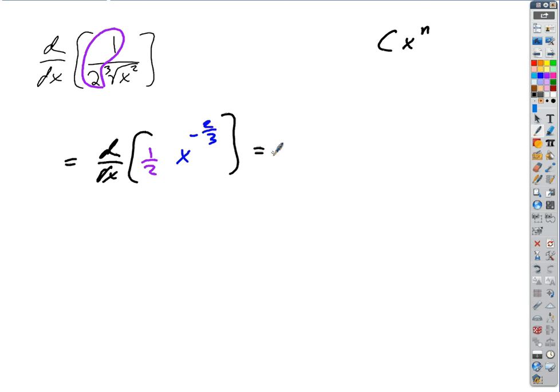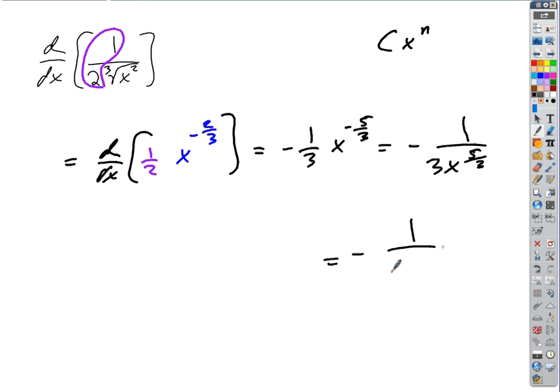So what's that give me then? Negative 2/3 times 1/2 is negative 2/6, okay, negative 1/3 if I reduce it. x to the, what's negative 2/3 minus 1? Negative 5/3. So we would get negative 1/3 x to the negative 5/3, or if we want to write it as a radical, negative 1/3 times the cube root of x to the 5th. Okay, good.